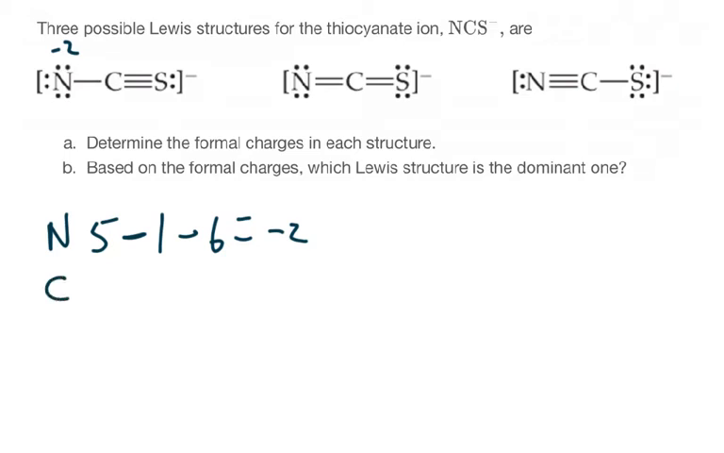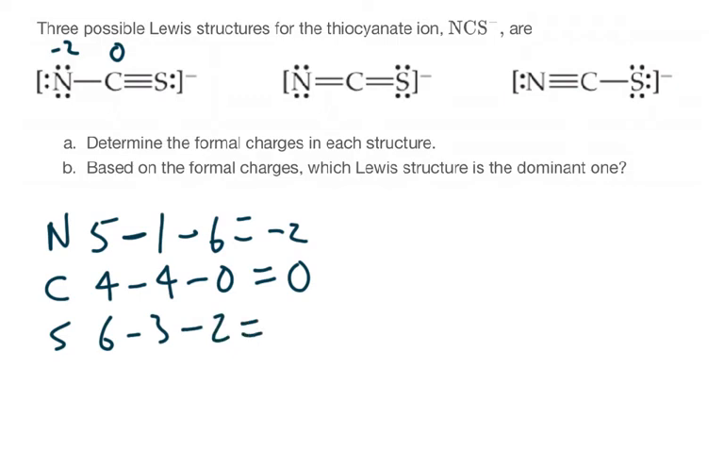The carbon has a valence of 4. There are 4 sticks around it, no dots. So the carbon, 4 minus 4, is 0. The sulfur has a valence of 6 minus the 3 sticks minus the 2 dots. So 6 minus 3 is 3. 3 minus 2 is -1. So the formal charge is -1. Notice when you tally this up, the net charge is going to be -1, which is what you see over here. These are all -1 charge.